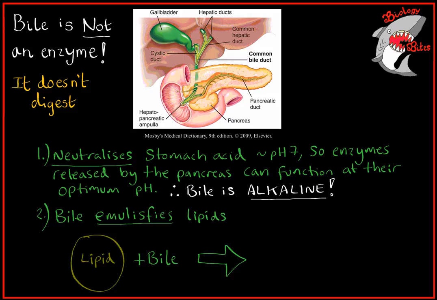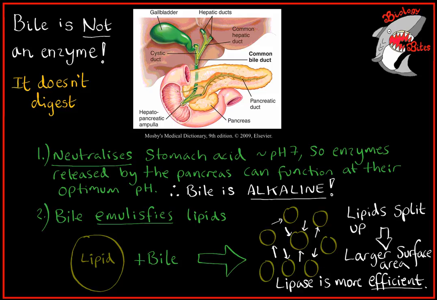Bile's second role is to emulsify lipids. What this essentially means is that lipids are split up, they are not digested, they are split up, giving them a larger surface area. This will help lipase to break down the lipids into fatty acids and glycerol much more efficiently.